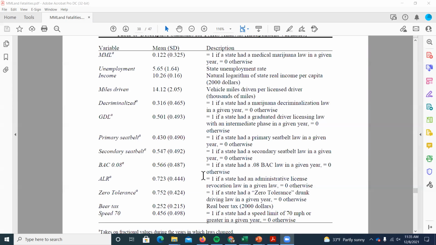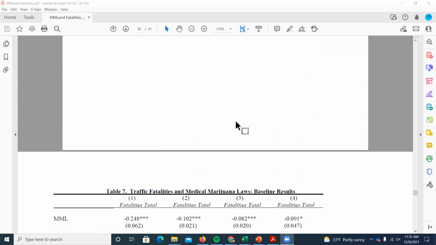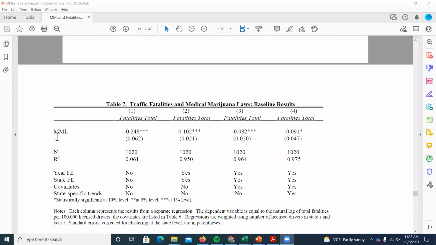And then now the interpretation is holding all these other things constant. What's the impact if they have medical marijuana legalized? And this is just medical, right? This is going back to not even recreational yet. So what they find is the coefficient, and they just simplify, right? They don't show you the coefficient for everything. They just show you the coefficient on what they're interested in, this medical marijuana being legalized.